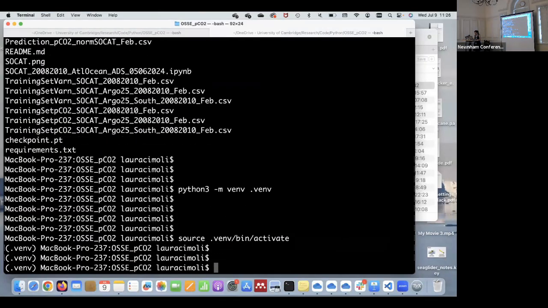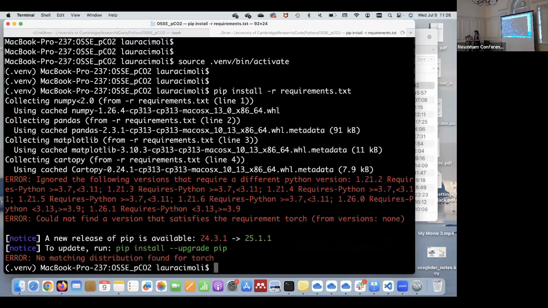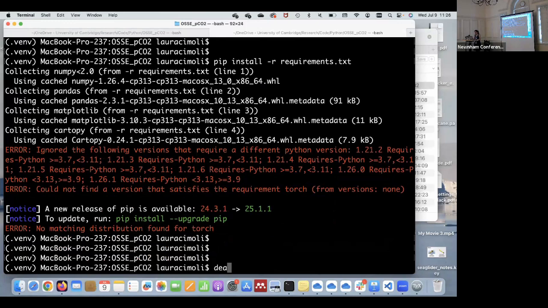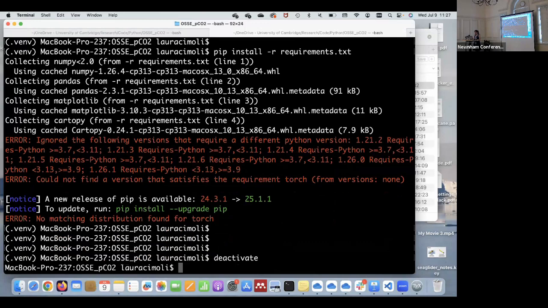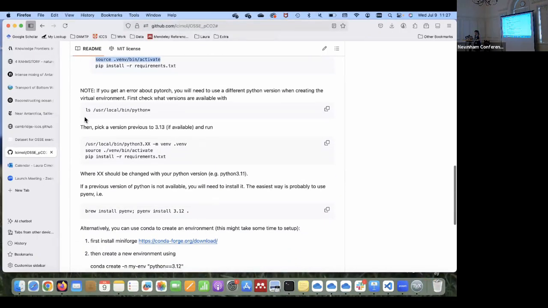That's how embarrassing. And then you try to install the requirements. Some of you might get this error, which is related to the Python versions you have, the computer you have, and the Torch version. So the way to do it, you deactivate your virtual environment first, and then you check what Python versions are available.